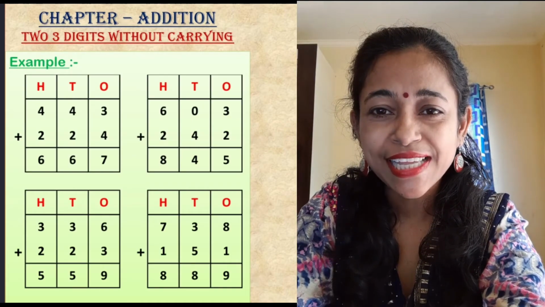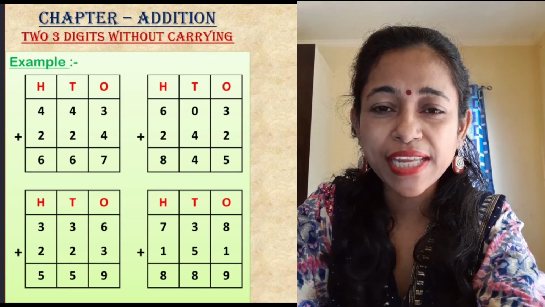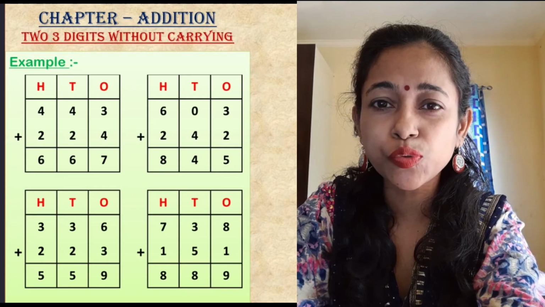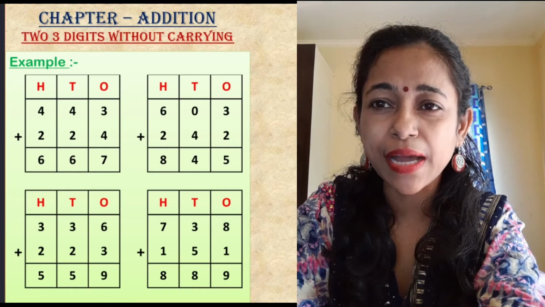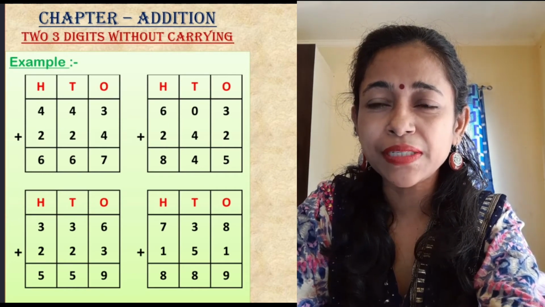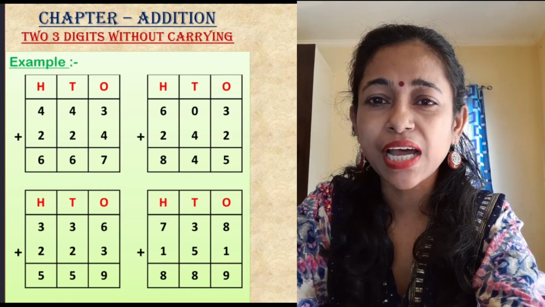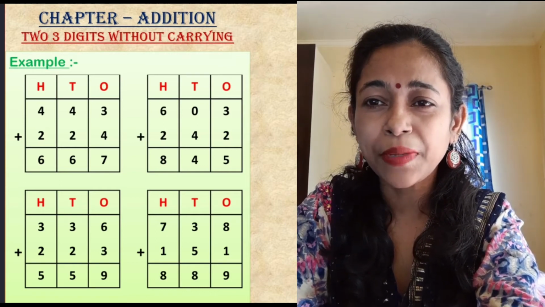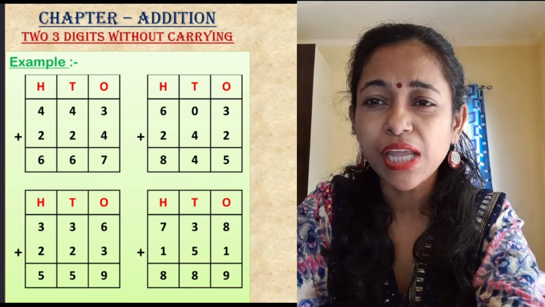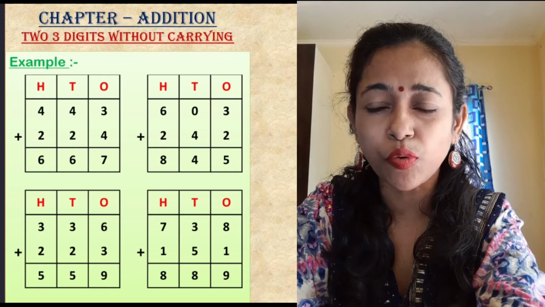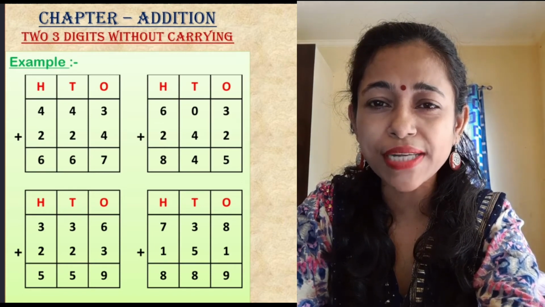So my dear kids, you have in front of you the slides where we can see the examples of 2-3 digits addition without carrying. Now look into the example. In the first example, we have 2-3 digits number. The numbers are 443 plus 224. Now, if we start adding, we will start adding from the ones place.